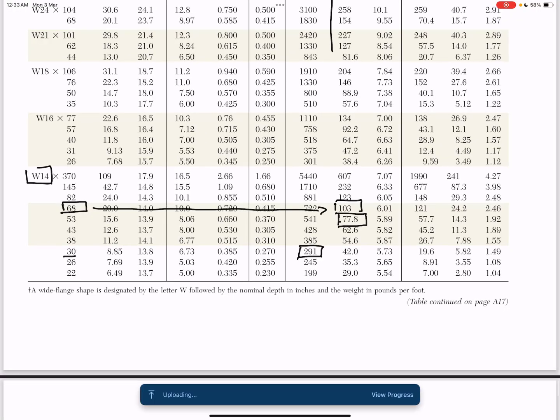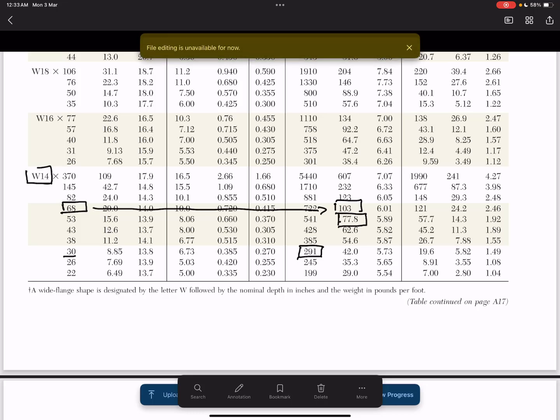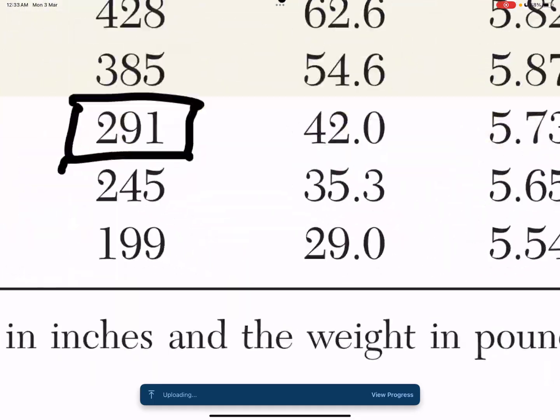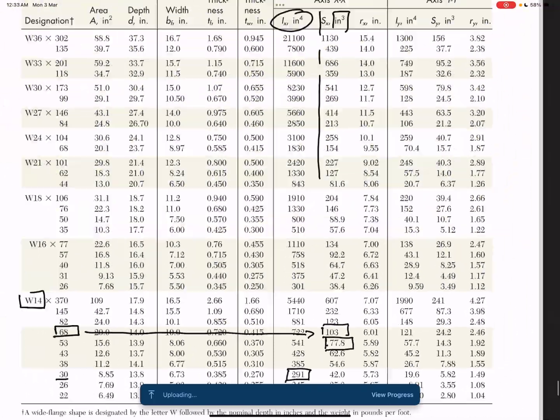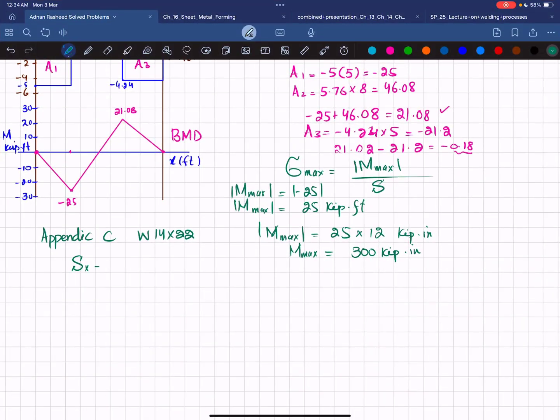I cannot use the pen over here. Editing is unavailable. So you can see the last one is W. This is 22. So this value will be 29. You can see this value is 29, which is for SX, and unit will be cubic inch. So SX or S will be equal to 29 cubic inch. Now you have all the values, so just put it.